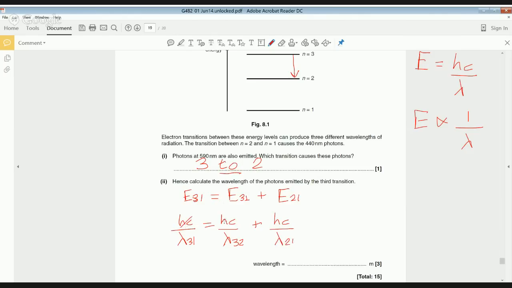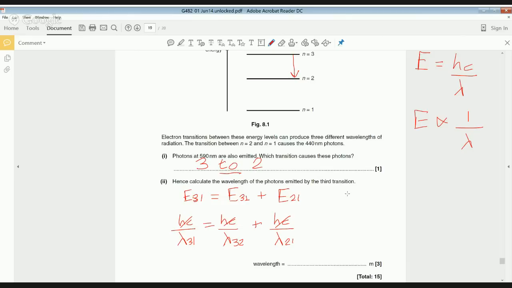Our hc's can all cancel. We divide the whole lot by hc, which means that we're left with 1 over lambda 3 to 1 equals 1 over lambda 3 to 2 plus 1 over lambda 2 to 1. And we can now plug some values into this.